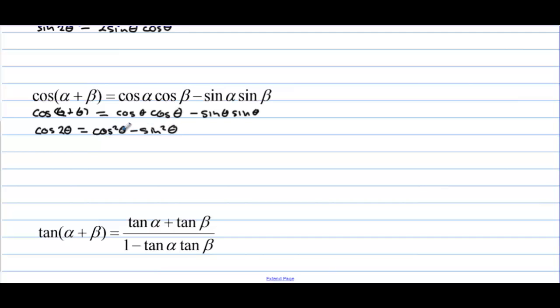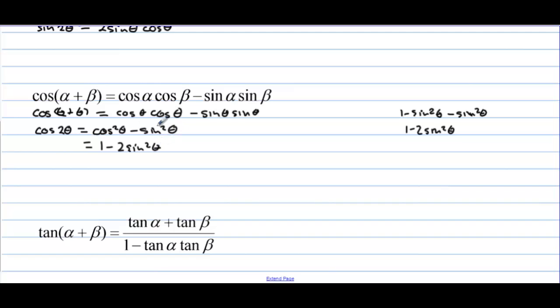And because these are squared, there's 2 more that we can write for cosine. We can say that cosine squared is 1 minus sine squared. So we'd have 1 minus sine squared theta and then minus sine squared theta. Changing the cosine squared to 1 minus sine squared gives us 1 minus 2 sine squared theta. So cosine of 2 theta can also be written as 1 minus 2 sine squared theta.